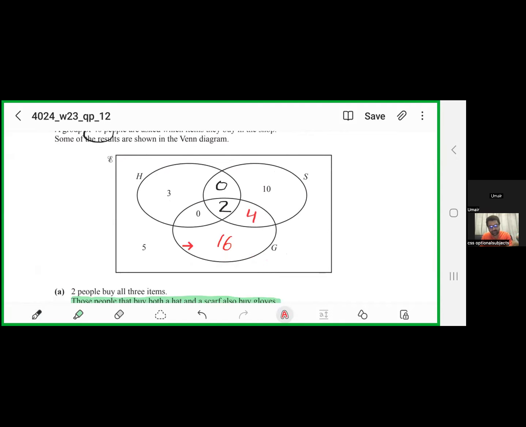Now you have 40 people in this Venn diagram. This is how you can solve a question of Venn diagram. The important thing is to start from the region which is common to all three circles. Then move on to the regions which are common to two circles, like this one and this one. Then go to the regions where you have only one thing present. Like here you have scarves, this is for hat, this is only for gloves, and these are those who didn't buy anything.